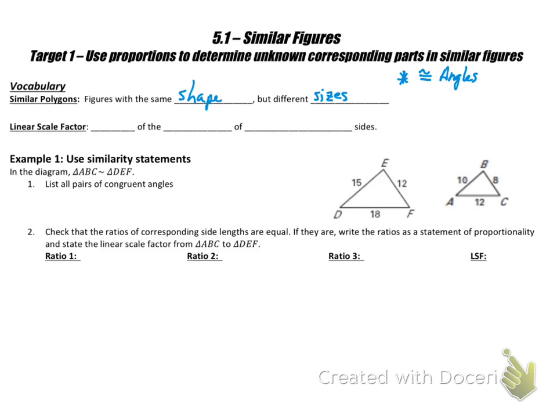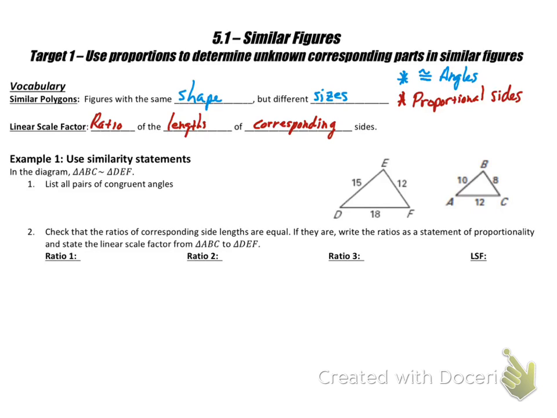And this next part is new. This next part is that all the sides must be proportional. So proportional sides. And those proportional sides must all match. And when they match, that's going to be called the linear scale factor. And that linear scale factor is a ratio of the lengths of corresponding sides.